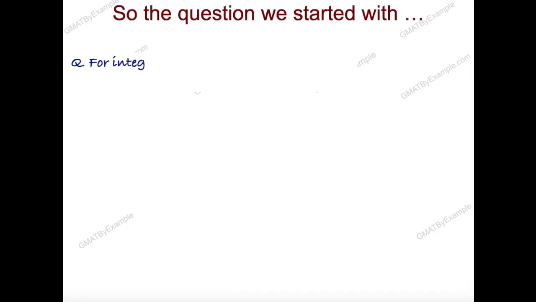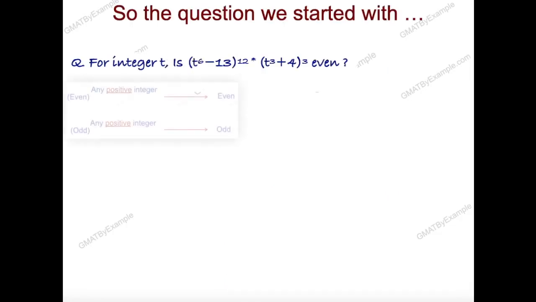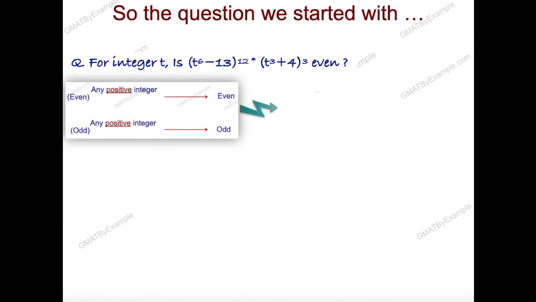So let's reread the question. For integer t, is t to the power of 6 minus 13 raised to the power of 12 multiplied by t cubed plus 4 whole to the power of 3 even? And we just learned that any even number to the power of any positive integer is even, and any odd number to the power of any positive integer is odd. What does that tell us?